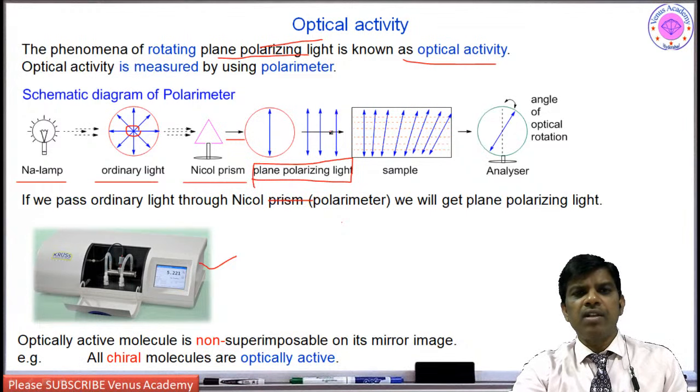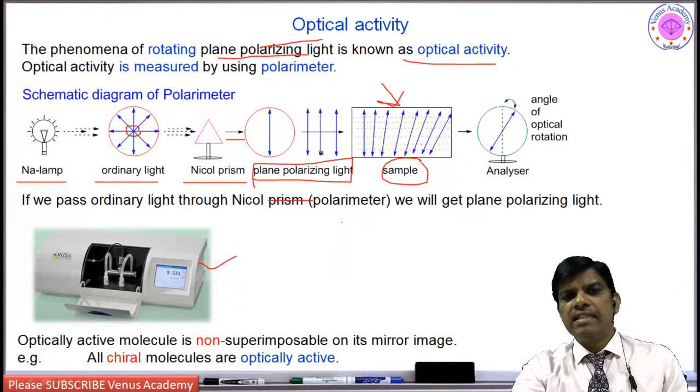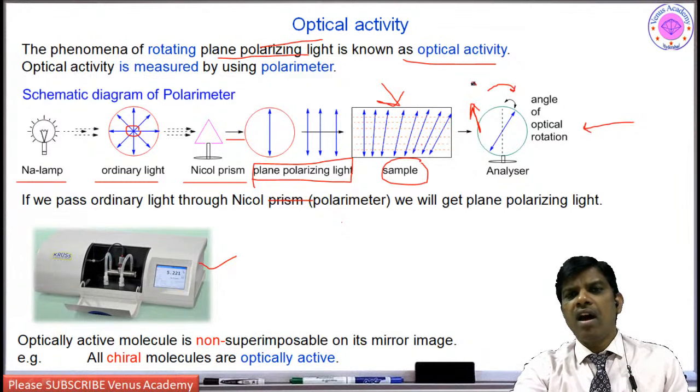When this light passes onto the sample, where the compound is dissolved in solvent, and comes out, and you look from this side, the light is not going to be a straight line. It will either rotate towards the right side or towards the left side. If the rotation is towards the right side, it is known as dextrorotatory, and it is denoted as small d, or you can denote it with a plus sign. It is very, very important, students. Please pay attention. You can write it as small d or plus sign.